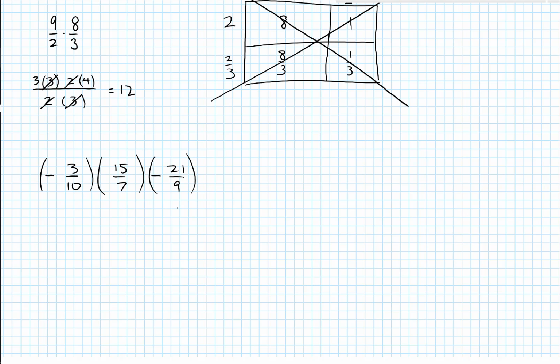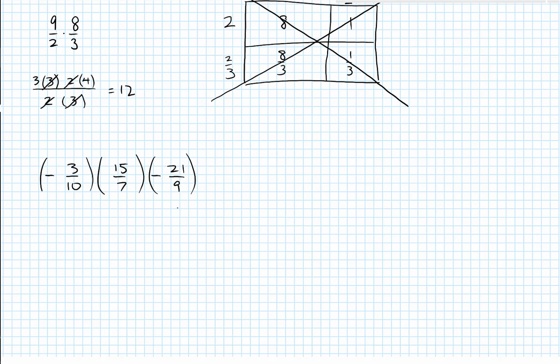What do we get when we estimate this one? It's a little bit tougher. The 15 over 7 in the middle is around 2, a little bit bigger. The minus 21 over 9 is around 2, again, a little bit bigger. And the first fraction is about a third, negative a third.